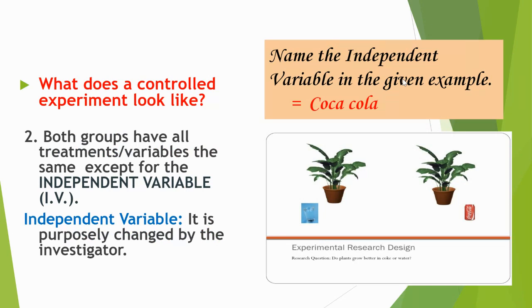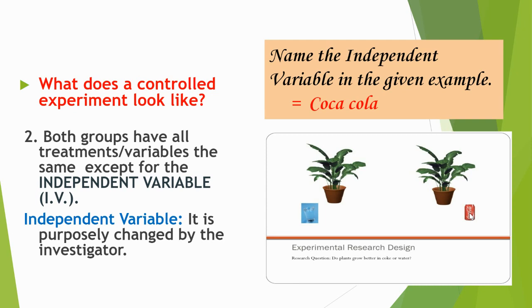So what does a controlled experiment look like? Both groups have all treatments or variables the same except for the independent variable. So now we have an additional term here. The first term that we learned from the previous slide is control group. This is the control group. The second term that you learned is experimental group. This is the experimental group. The third term that you're asked to learn is independent variable. So variable is just a material. It's a treatment that you give to the experimental group. Because this is the experimental group, that Coca-Cola is your independent variable.